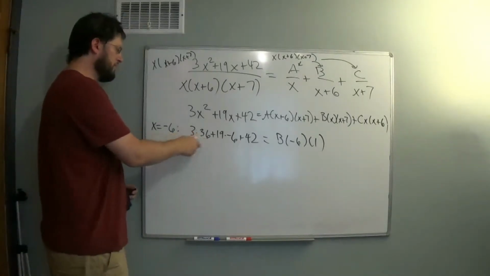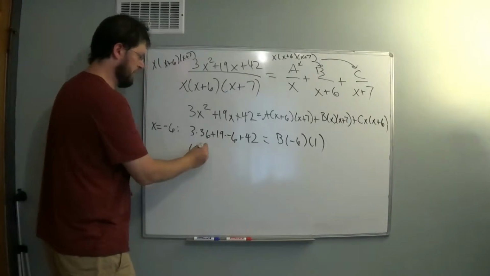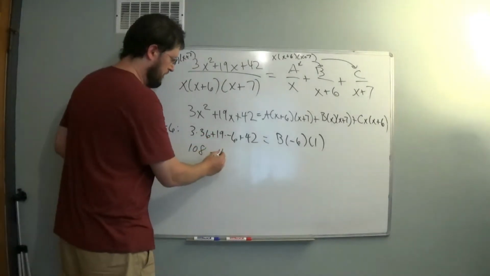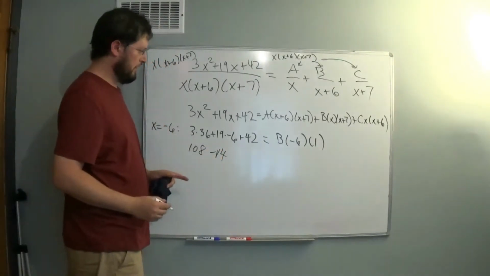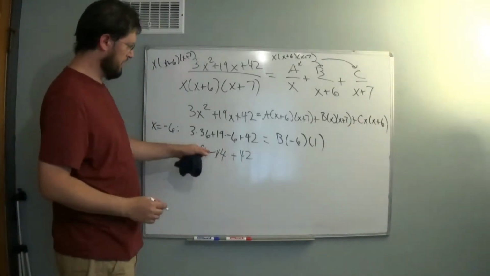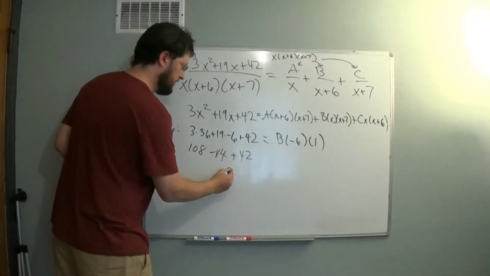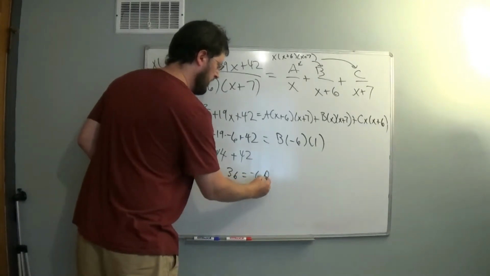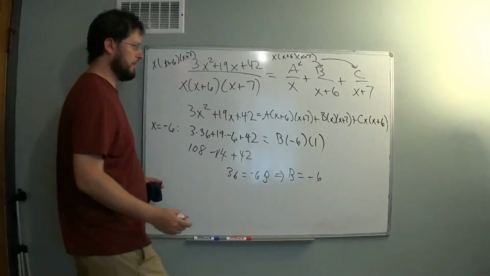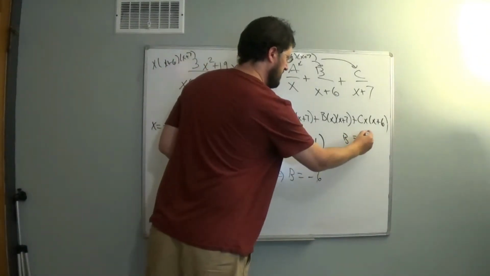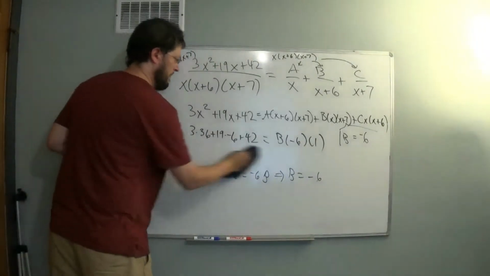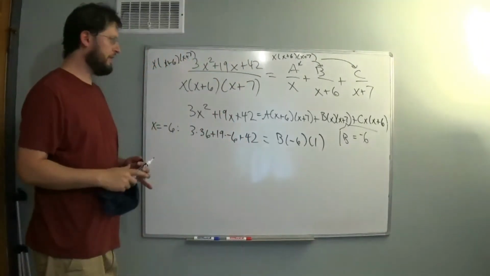Okay, and so 3 times 36 is 108. 19 times 6 is 114. And plus 42. And so this makes negative 6, and 42 is 36, is negative 6B. So B is equal to negative 6. Let me save this space and find the other values.